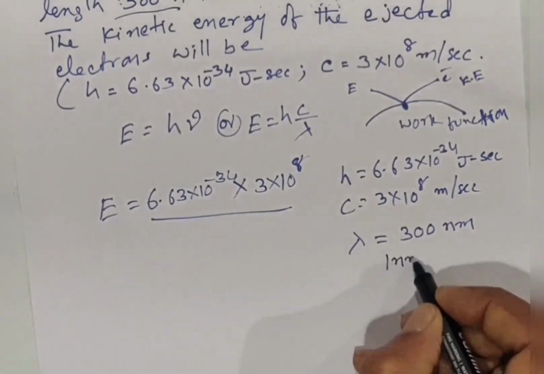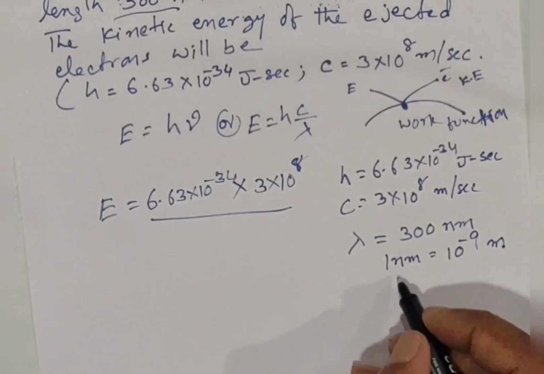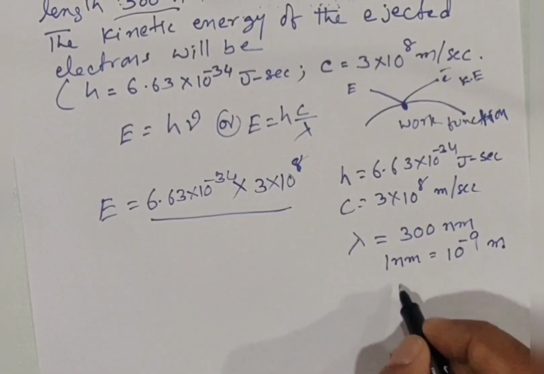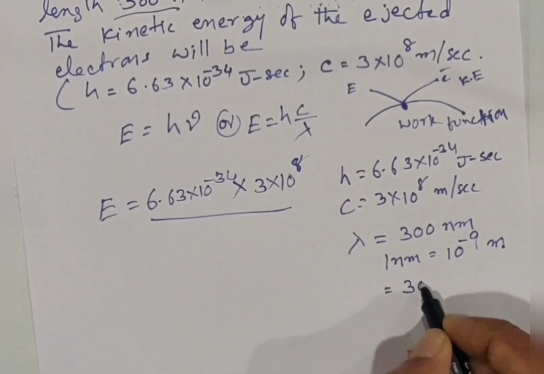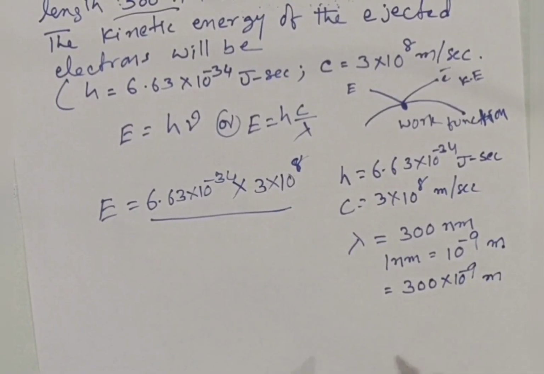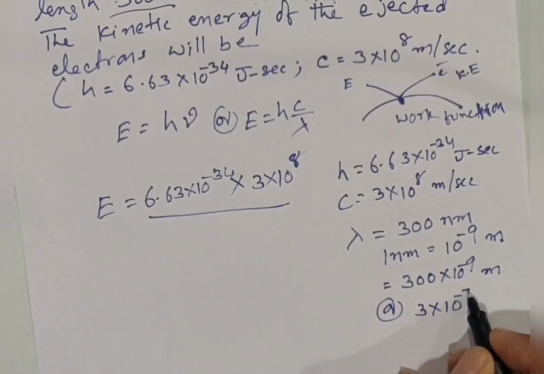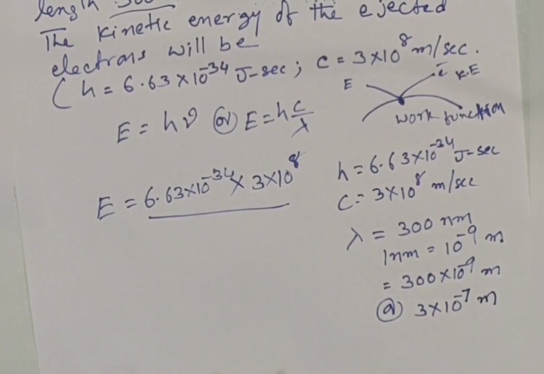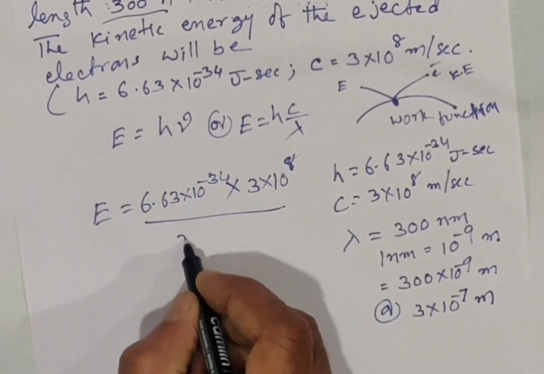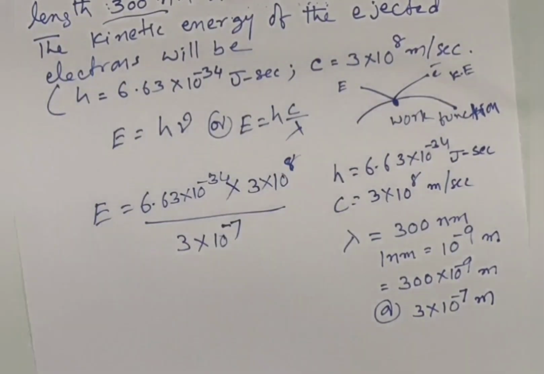Then 1 nanometer is equal to 10 power minus 9 meters, right? Then 300 nanometers is equal to 300 into 10 power minus 9 meters, or 3 into 10 power minus 7 meters you can write. Then you have to use this value in lambda, 3 into 10 power minus 7, right?